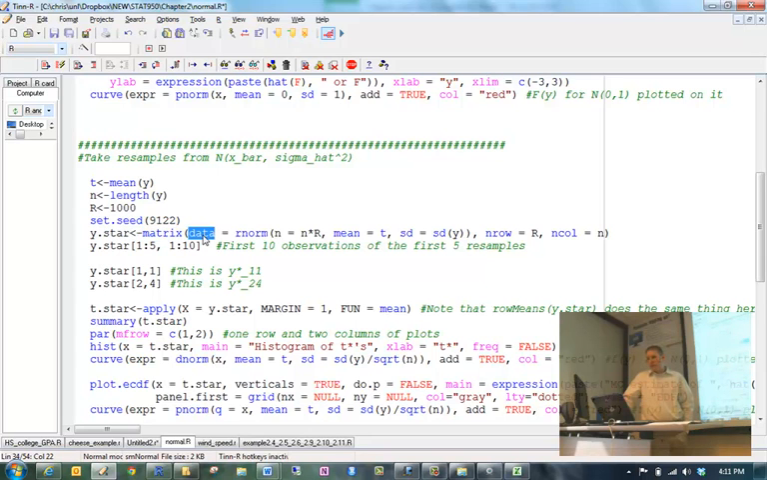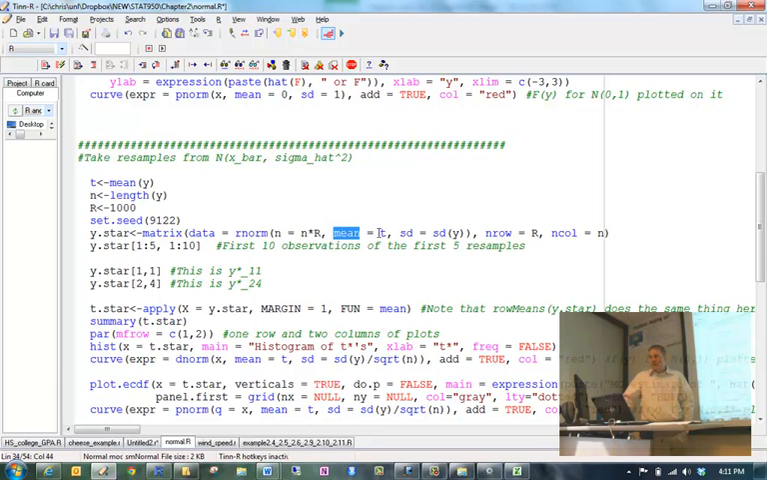And the first argument of the matrix is data. What am I going to put in the cells in the matrix? I'm going to simulate from a normal distribution. My sample size originally was n. I'm going to take r resamples. So that's why I'm going to have n times r different values.